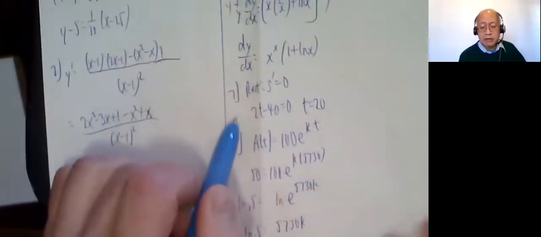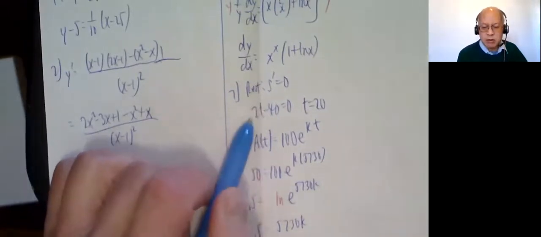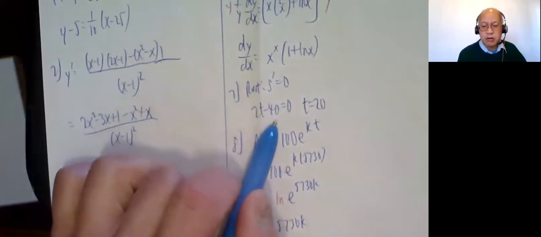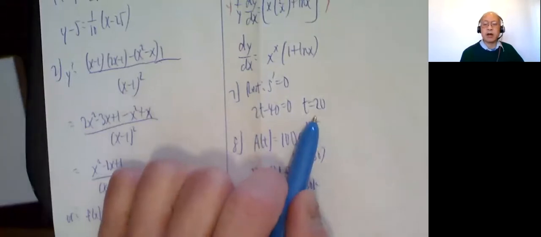Number 7, rest means the derivative is 0, velocity is 0. So I just set the derivative equal to 0. 2t minus 40 equals 0, means t is equal to 20. They don't give me any time units there, so I don't have to give it seconds or hours or whatever.